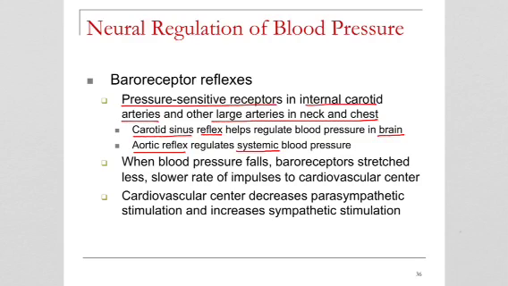So when the blood pressure is down, the baroreceptors are stretched very less, and a slow rate of impulses goes to the cardiovascular center. So from there the cardiovascular center will adjust. It will decrease or increase depending on the input.